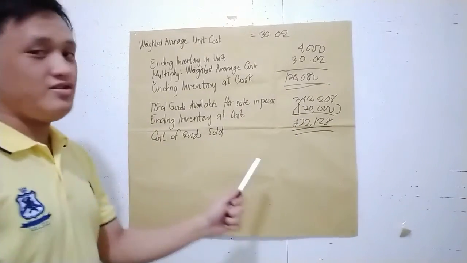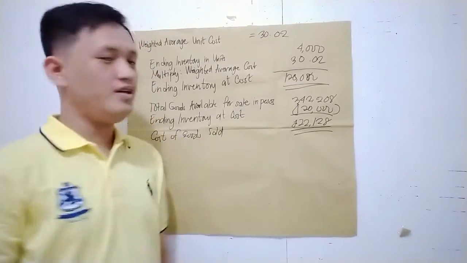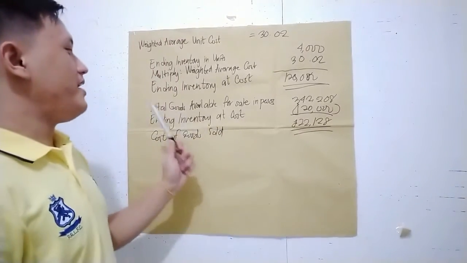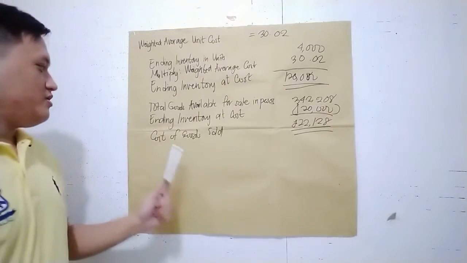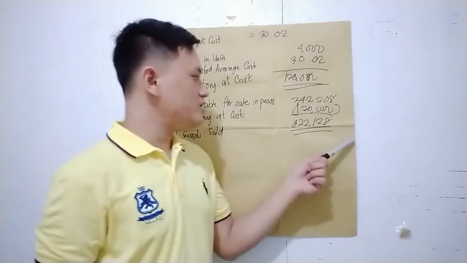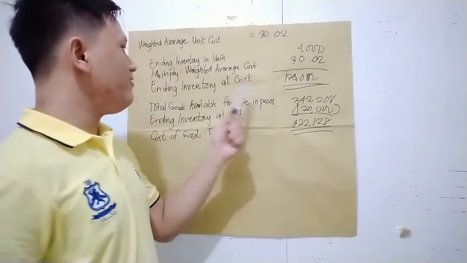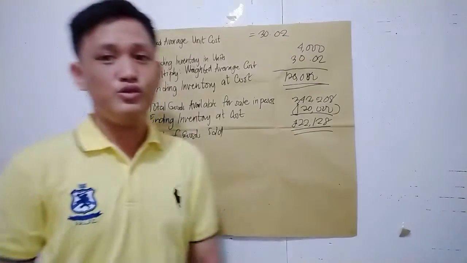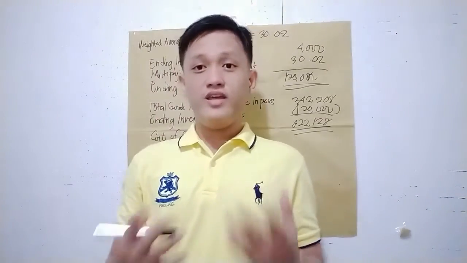Next is the cost of goods sold. So our total goods available for sale in pesos is 342,208. We deduct from it the ending inventory at cost of 120,080. So our cost of goods sold now is 222,128. Since we already have an ending inventory at cost and a cost of goods sold of 222,128, the answer for number 10 is letter C.